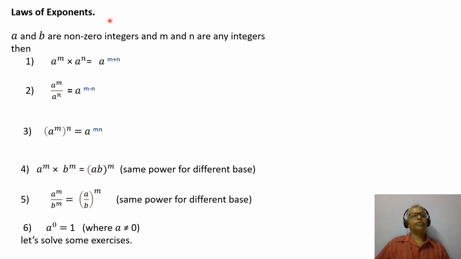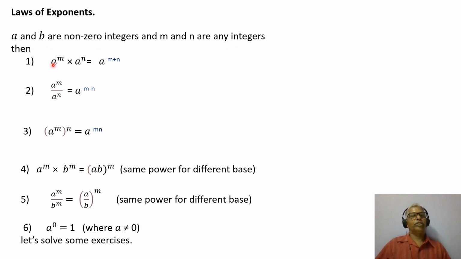Laws of exponents. This is a very important part in this topic. These are the laws of exponents. We will just go through them and learn them by heart, by writing them many times, several times on paper. A and b are non-zero integers. They are integers but not zero. And m and n are any integers. Of course, m and n could be zero also. That is what this says.